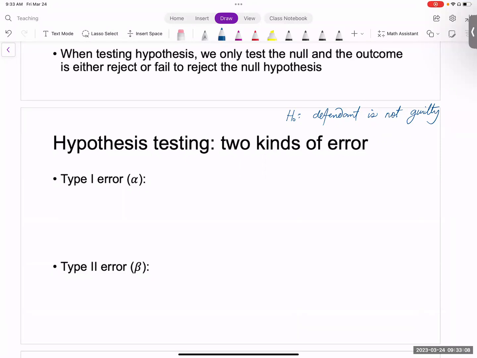All right, so with this example, let's start by defining type 1 error. Type 1 error is, the definition is, null is true.